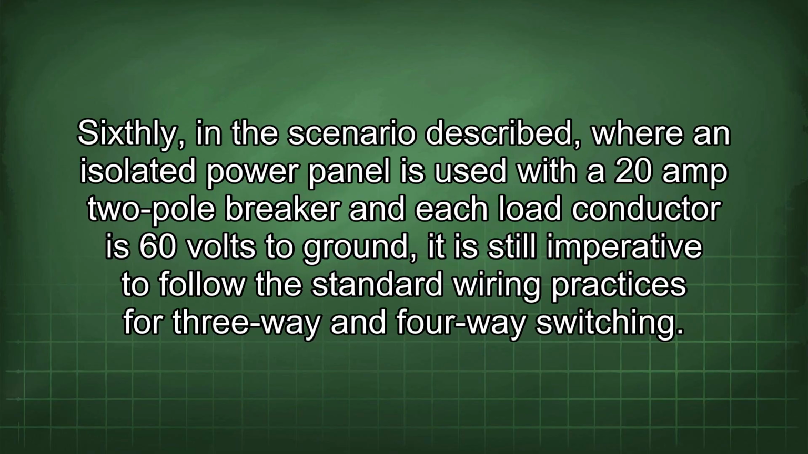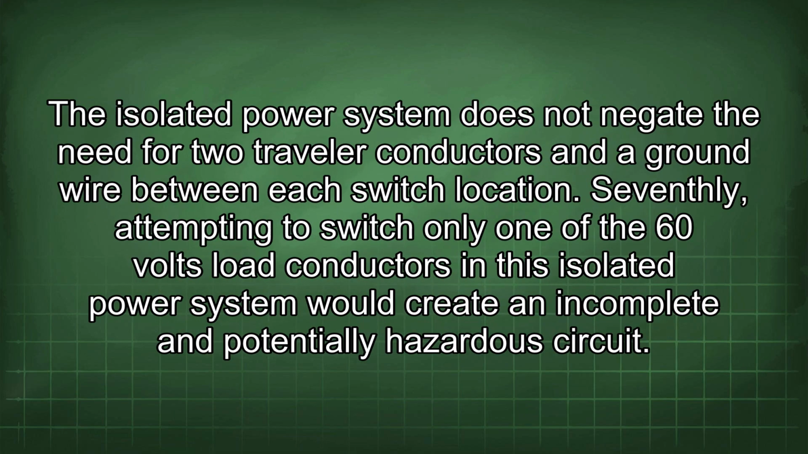Sixthly, in the scenario described, where an isolated power panel is used with a 20-amp two-pole breaker and each load conductor is 60 volts to ground, it is still imperative to follow the standard wiring practices for three-way and four-way switching. The isolated power system does not negate the need for two traveler conductors and a ground wire between each switch location.